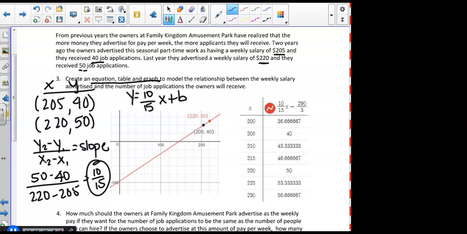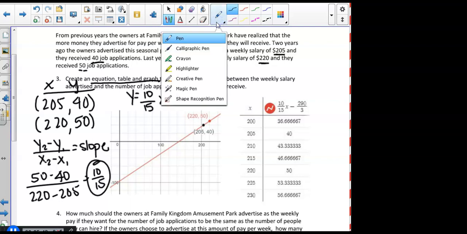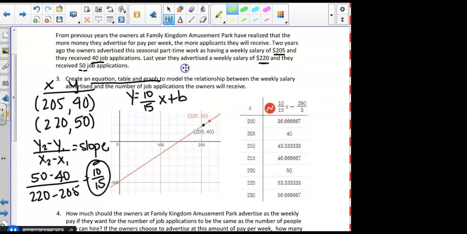Now recall from Math 1, in order to get the b value, you would have to plug in 1 point in for x and y. So let's plug in the 220, 50 in for x and y to get our y-intercept. So 50 equals 10/15 times 220 plus b.